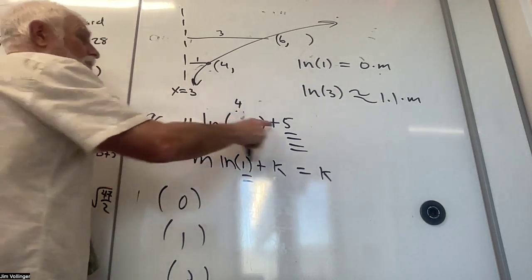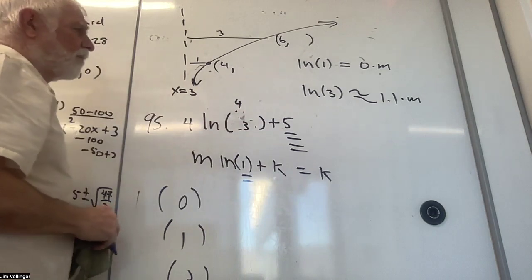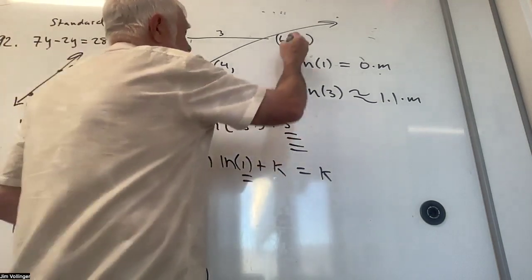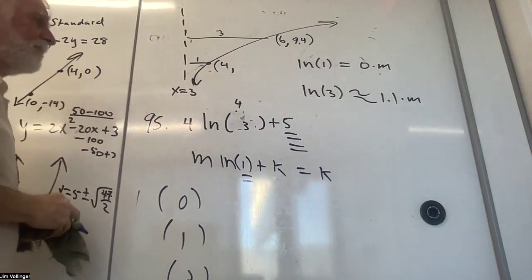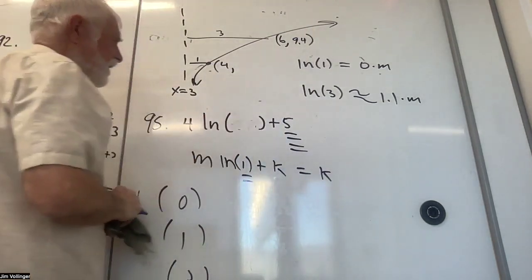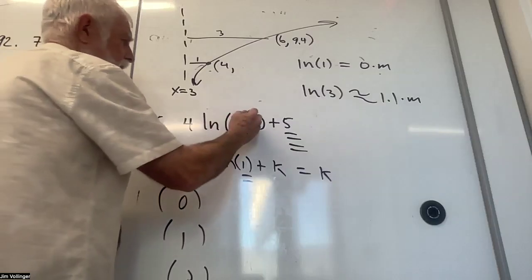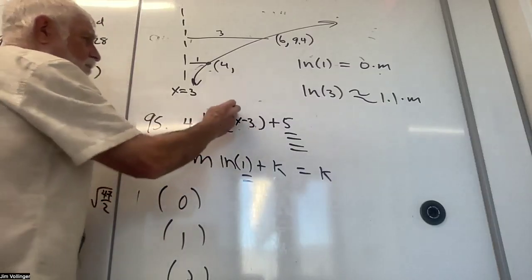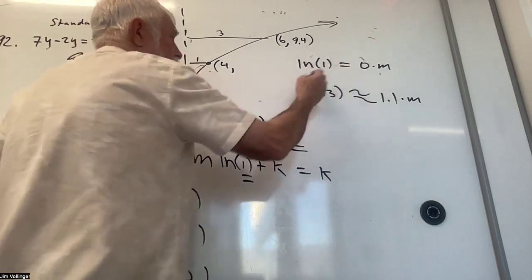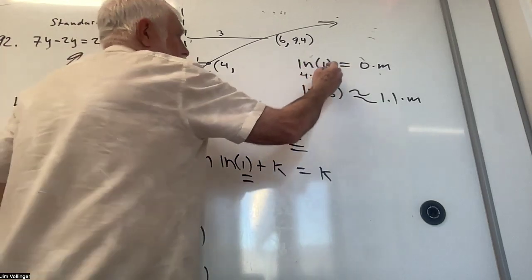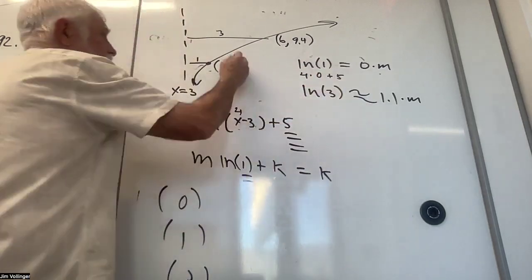Here, 4.4 plus 5. I'm having a slow brain here. 9.4. Okay, I picked some easy numbers. And this was x minus 3. Right? Now when we put a 4 in, we get the ln of 1, which is 0. We're going to multiply that by 4, and we're going to add 5. I think we get 5.